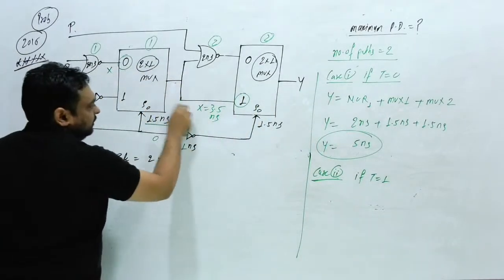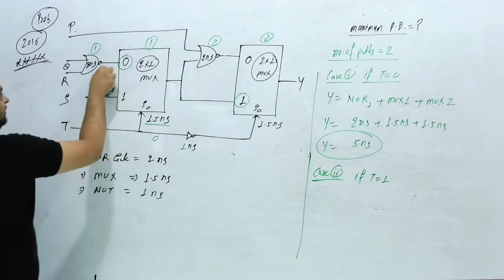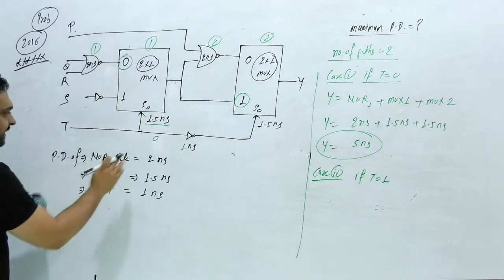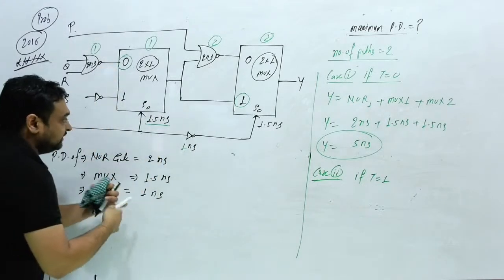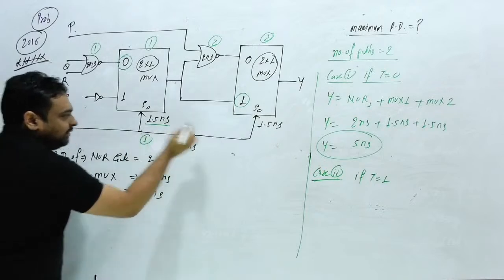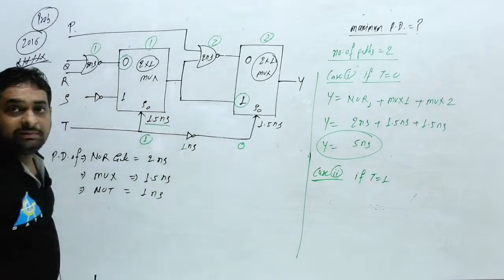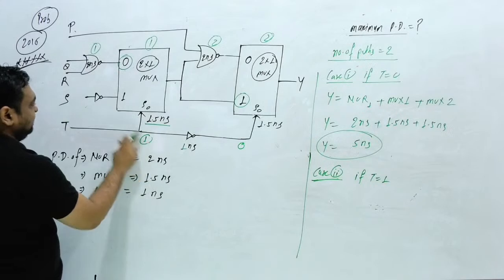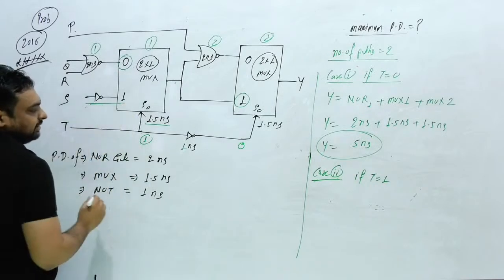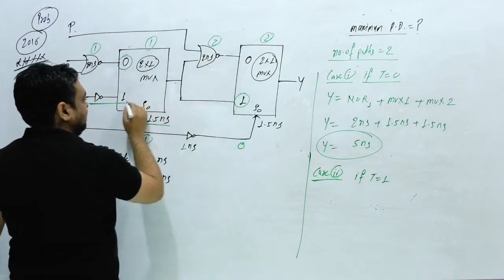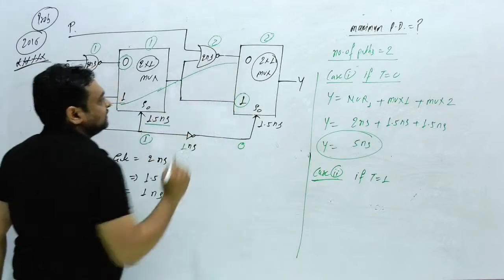Okay. Now if T is equal to 1, what will happen? If this T is equal to 1, this is 1. Then what will these be? This will be 0. This will be 0. Now if this is 1, this will be selected. And if this is 0, this will be selected. So your path will be like this.